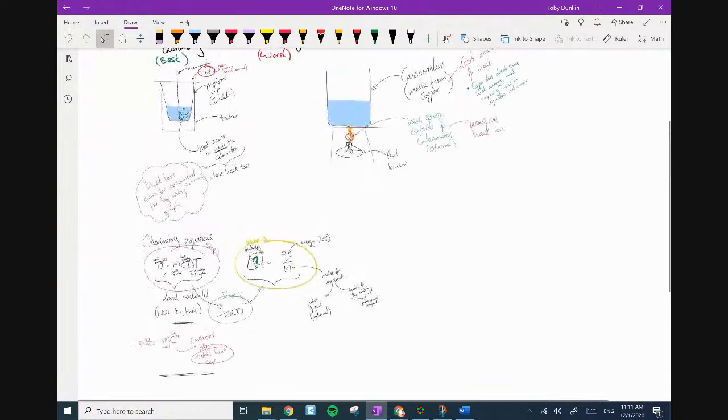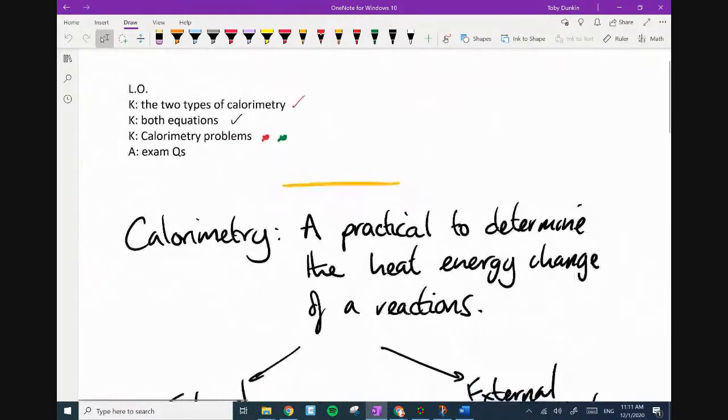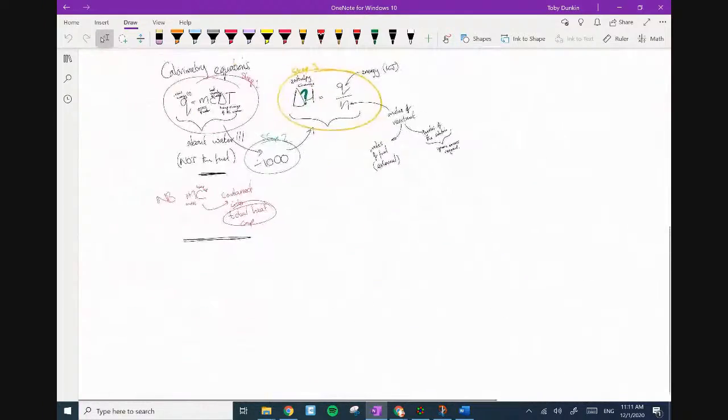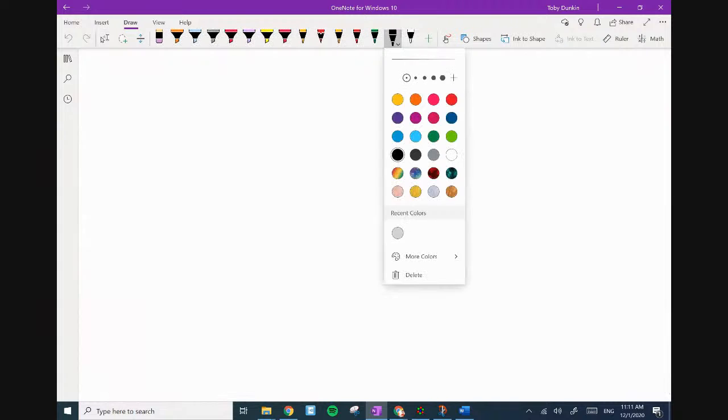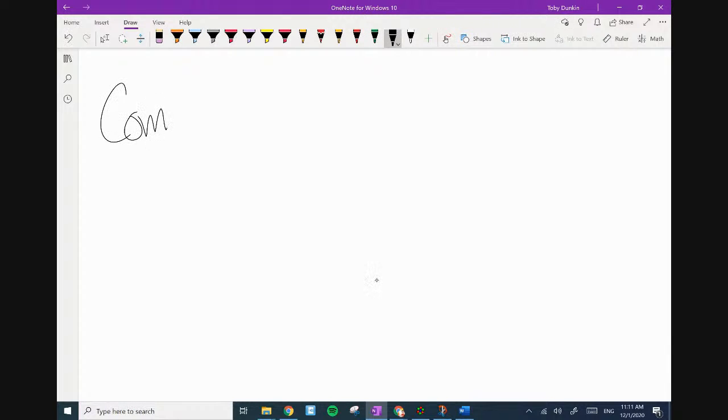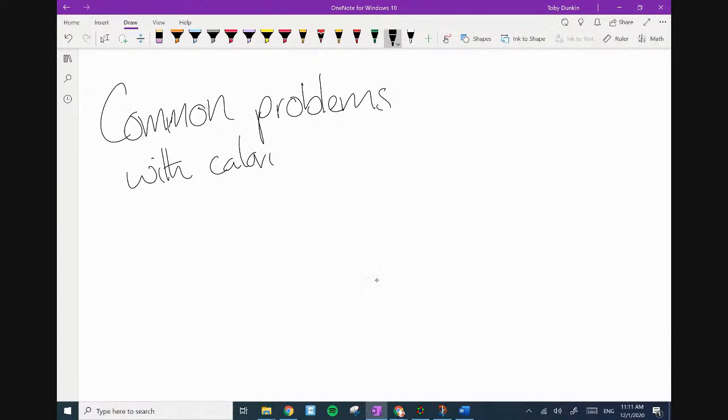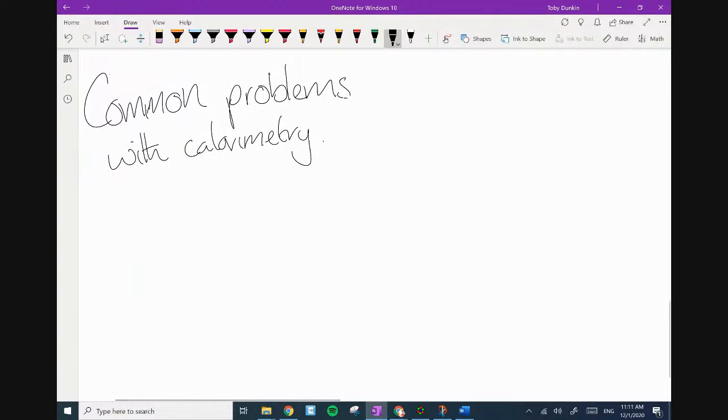So angry. So, going back to this, let's talk about some of these common problems. Let's do common problems. I think my pen is on the way out. I just need to recharge the battery. Common problems with calorimetry.